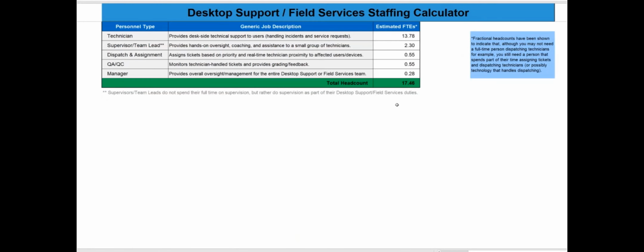But for a desktop support group, this is what a right-sized organization would look like: roughly 14 technicians, 2 supervisors, a half a person spending their time on dispatch and assignment, half a person spending their time on QA/QC, and then a manager spending a fourth of their time overseeing this. They would be splitting their duties typically with other activities. That's all there is to it.